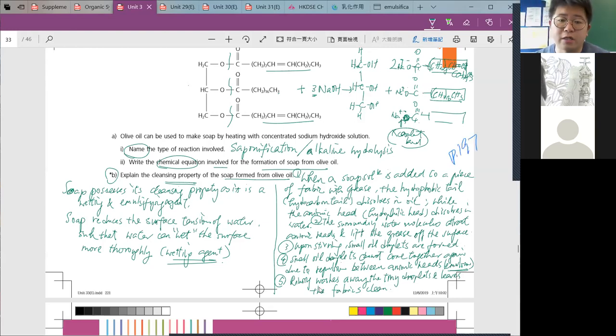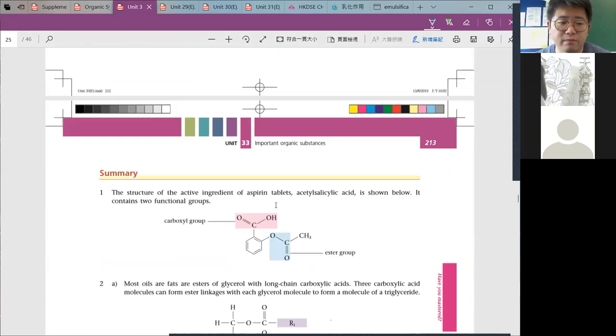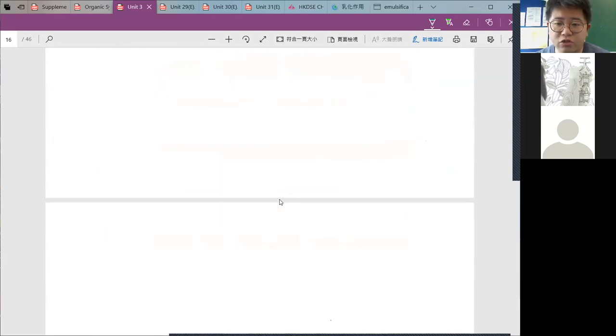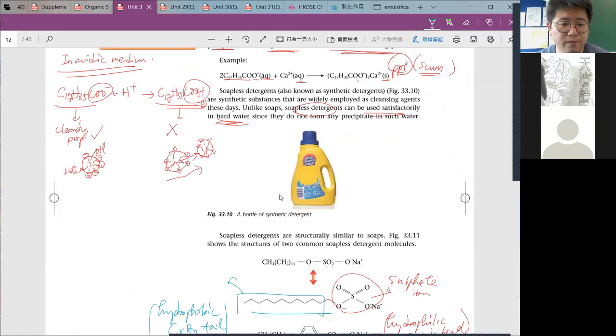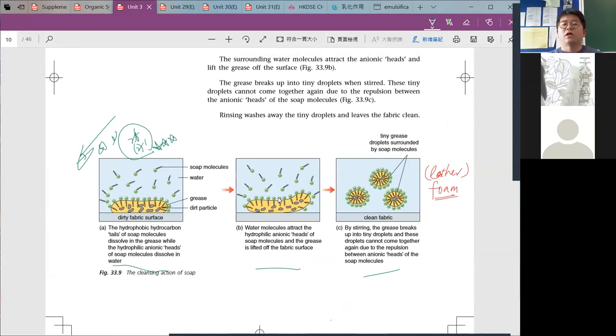Page 198. Yes, very good. You go to 197, 198, right? You may go backward to this page. So this is the pictorial representation showing the cleansing property of soaps, right? This is the part. So I do hope each time you may spend some time to memorize this. Which means this chapter 33 has come to an end. Congratulations.